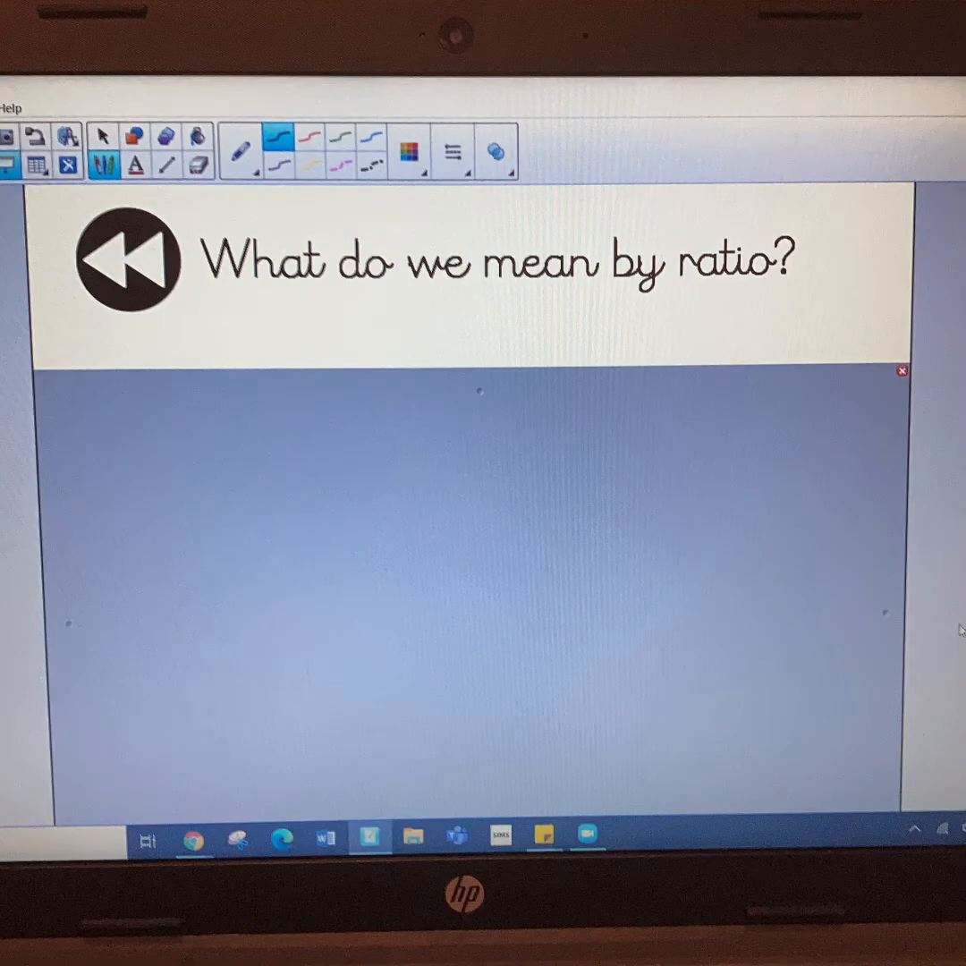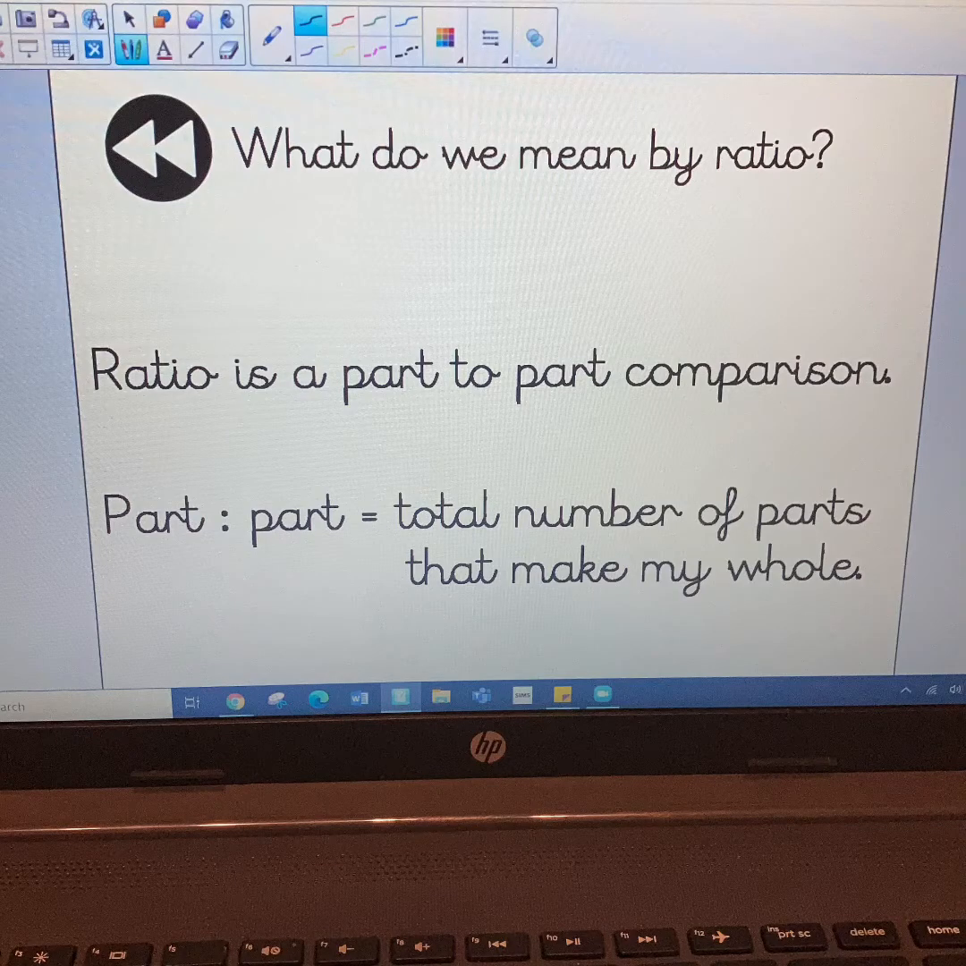So rewind back to yesterday then. What do we mean by ratio? Flick through your blue maths book. What was the stem sentence that we had a look at yesterday? Well, ratio is a part-to-part comparison. You are comparing a certain number of parts to another number of parts. For example, the one we looked at yesterday was about onions and turnips if we were making some kind of soup. So I've got 2 parts turnip to 3 parts onion.